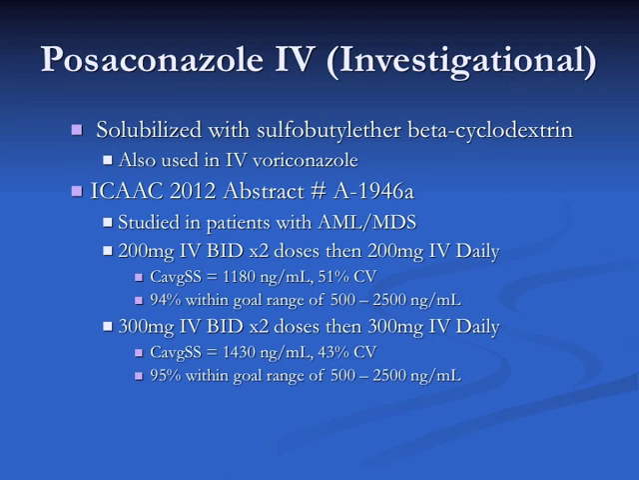The IV is probably going to take a little bit longer, but there's an IV formulation with a cyclodextrin component that hopefully will be available to us in the not too distant future. The dosing will probably be similar, 200 to 300 IV BID times 2, and then 200 or 300 IV daily.